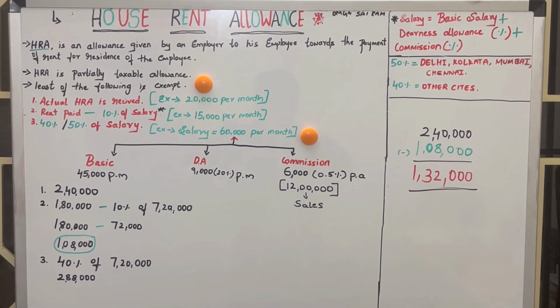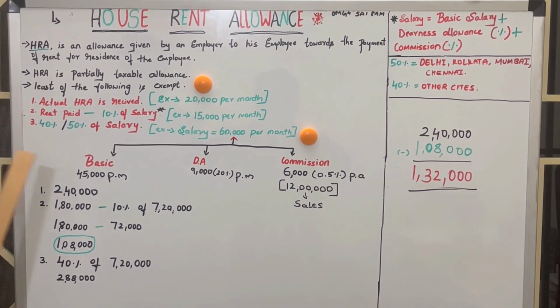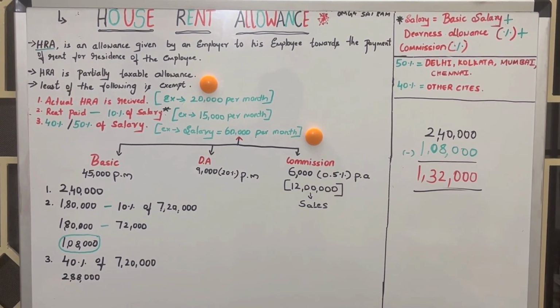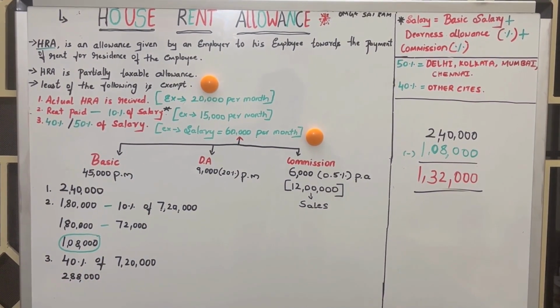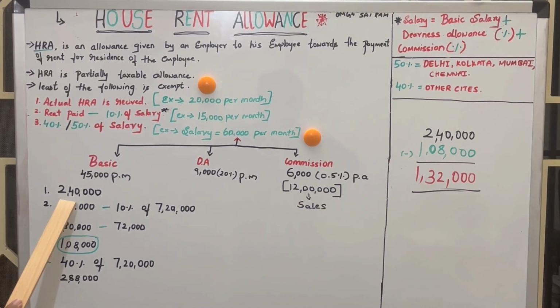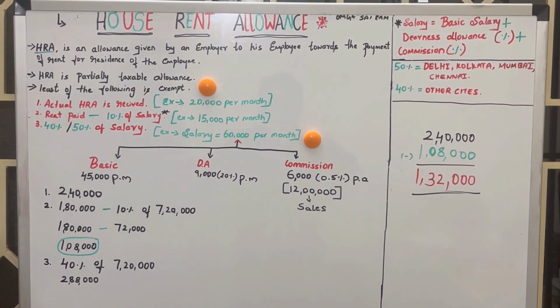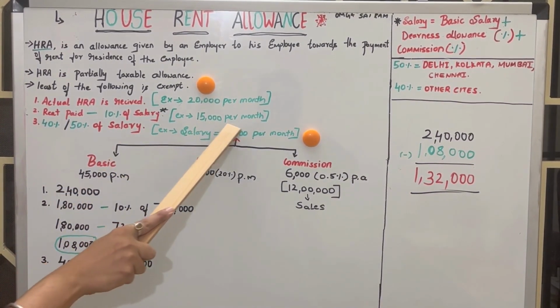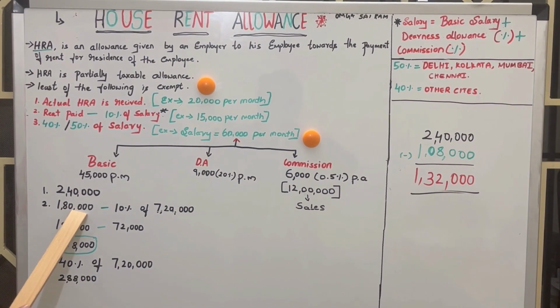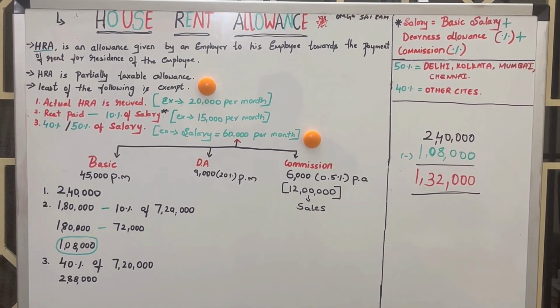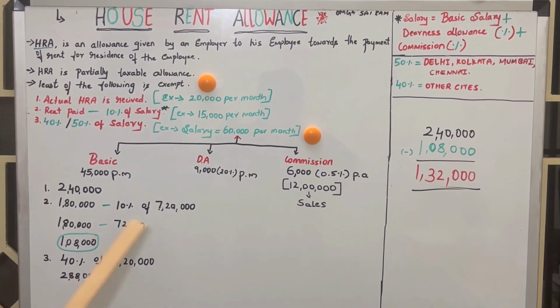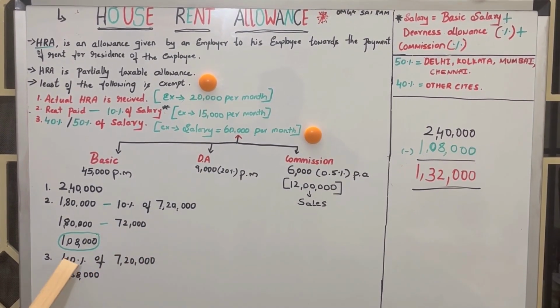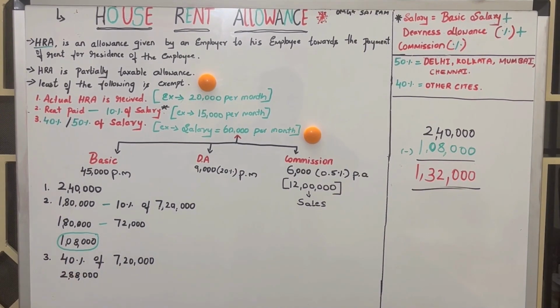Now, what is the first one? Actual HRA received. So per month we are receiving 20,000, and if we multiply this by 12 months, we will get 2,40,000 rupees. That's our first answer. What is the second point? Rent paid minus 10% of salary. Now rent paid is 15,000 per month. So for 12 months he will be paying 1,80,000, and 10% of salary means salary is 7,20,000 per annum, and 10% of it is 72,000. So we will get 1,08,000 as our second answer.